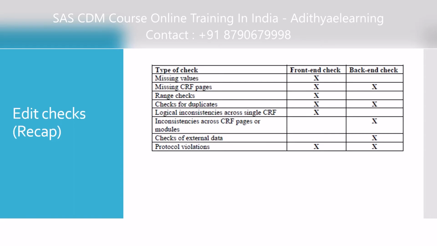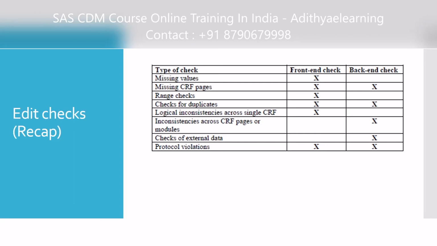Then logical inconsistencies within a single CRF, like what we mentioned: if A is present, a start date should be there, and the end date should not be prior to the start date. These are logical checks. As a data manager, you don't have to do anything because once they have programmed them, they should fire. So it's always front end. You don't have to review the data to generate a query.